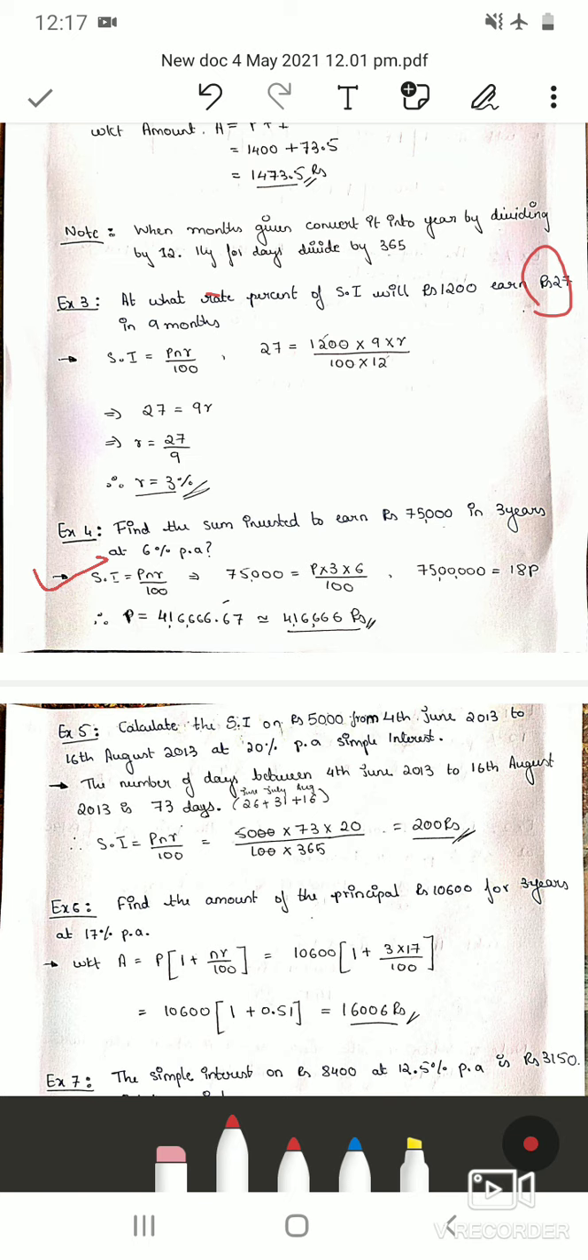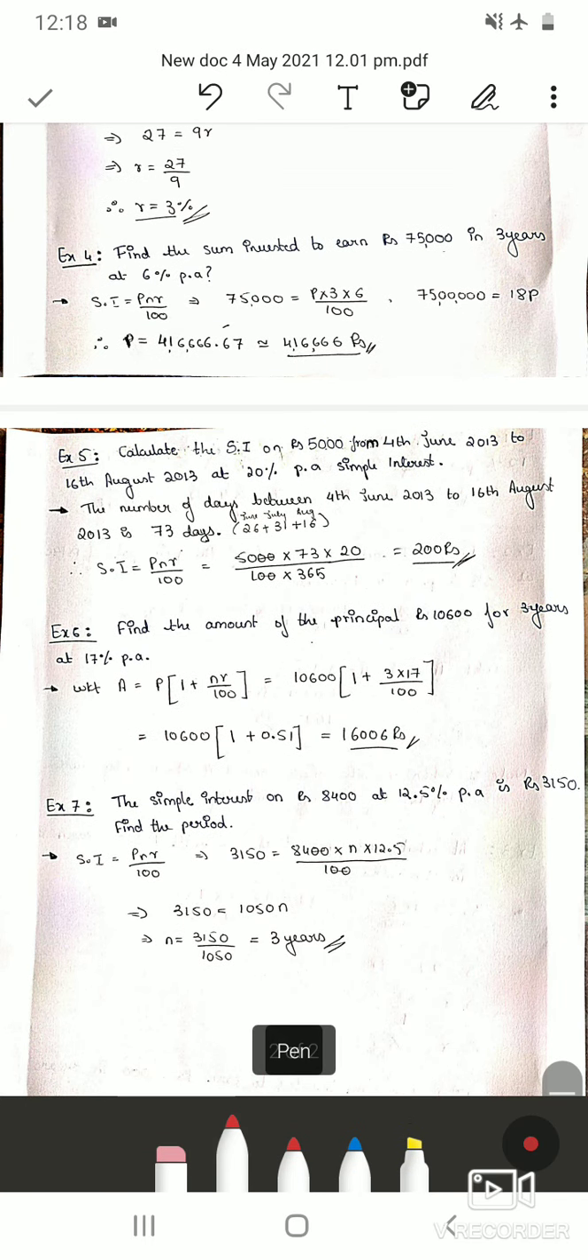So here let us substitute and find the principal amount. So it is 75,000 is equal to P into 3 into 6 by 100. So this will go to the numerator and it will become multiplication. So it is 75 lakhs is equal to 18P. So therefore P is 4,16,666 rupees approximately.